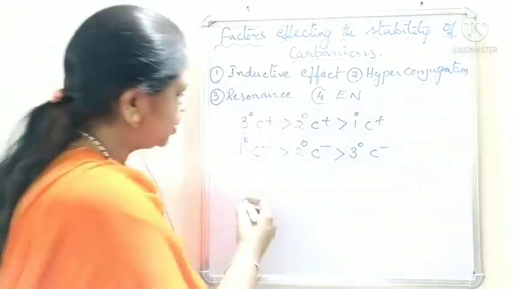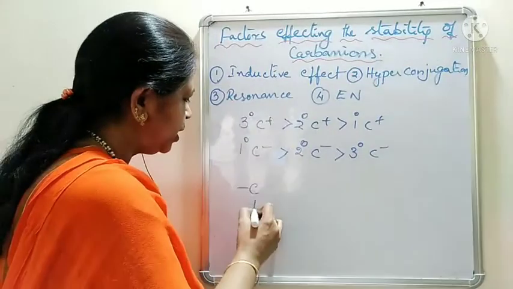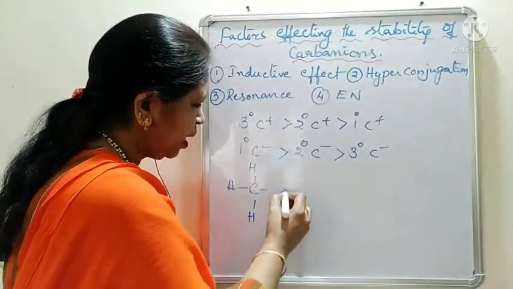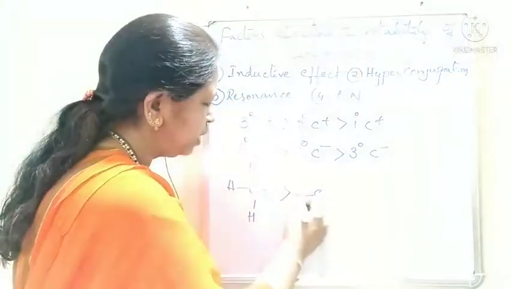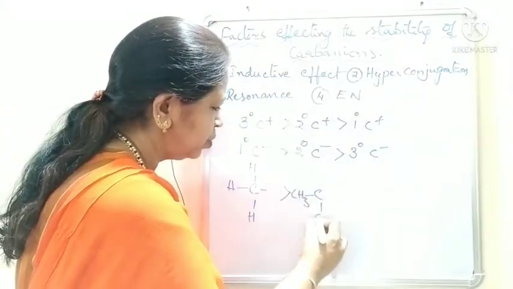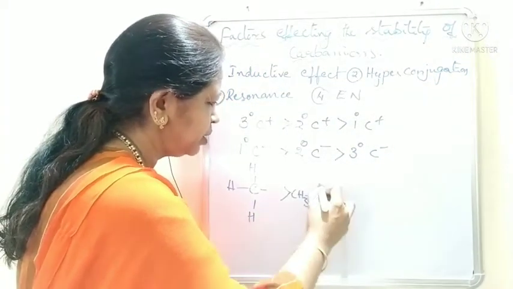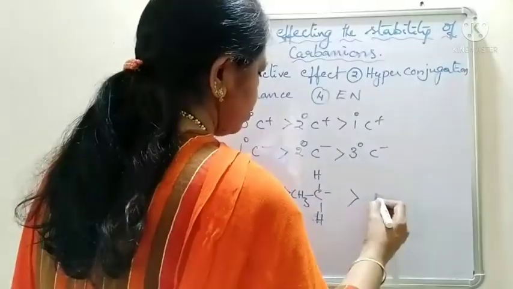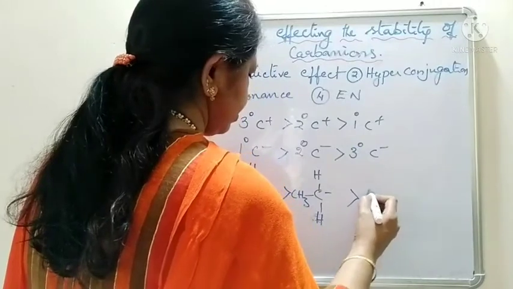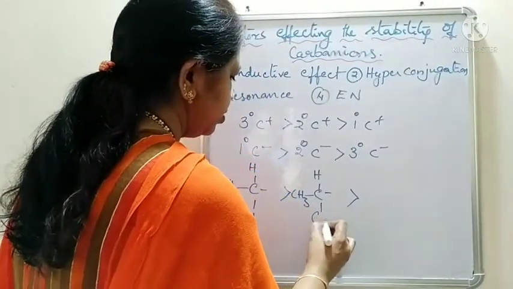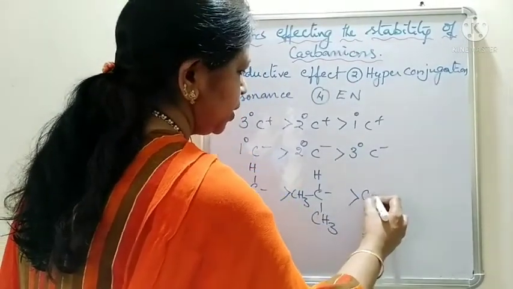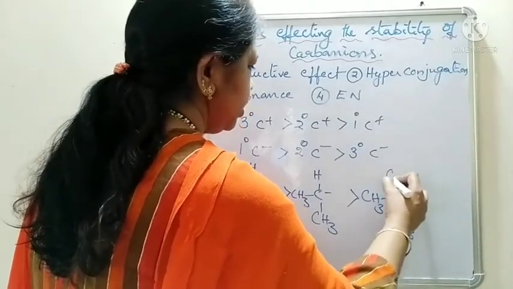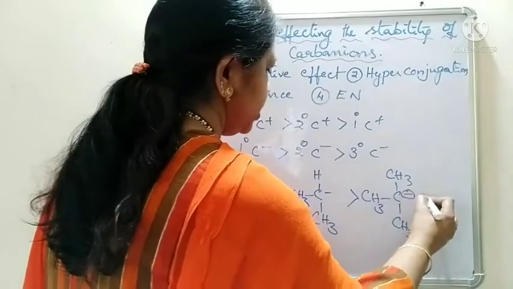The reason is, in the primary carbanion, only hydrogens are present. In the secondary carbanion, 1 methyl group and 2 hydrogens are present, or rather 2 methyl groups in the secondary case as counted here, and in the tertiary, 3 methyl groups are present around the C minus.